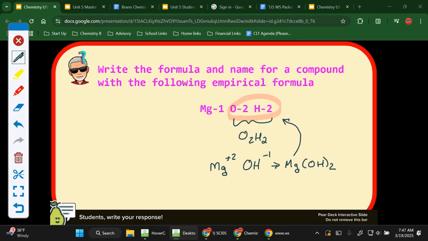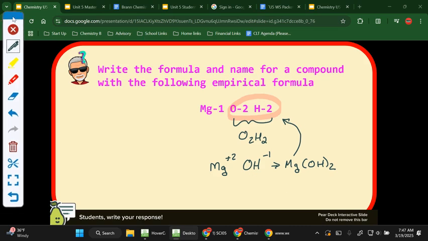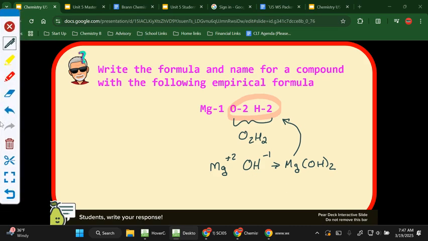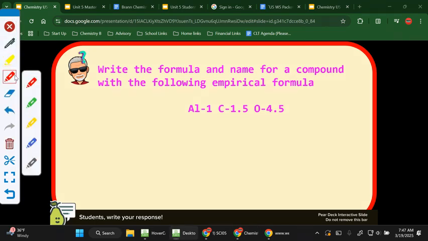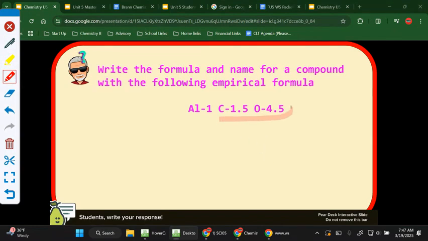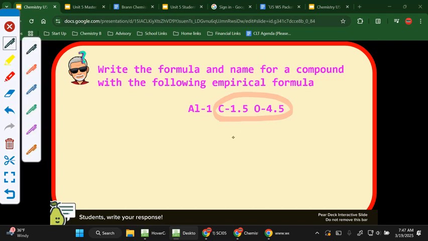So let's take a look at the next one, ladies and gentlemen. So what part of this compound is your polyatomic again? What part is the polyatomic? The C and the O. Okay, aluminum is with it, so the C and the O is part of the polyatomic.